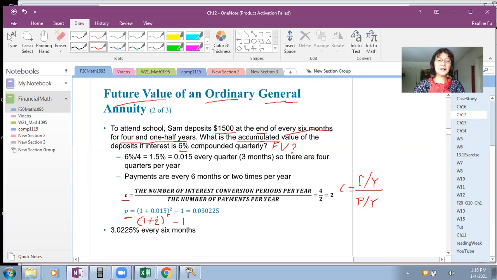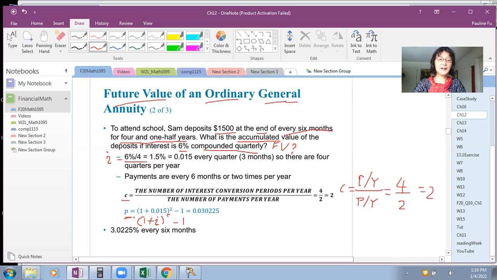It is said interest is compounded quarterly, so CY equals 4. And you make payment every 6 months, so in 1 year you make 2 payments. PY is 2. PY represents the number of payments per year. So C equals 2. And I is the periodic interest rate, so I equals 6% divided by 4, which equals 0.015.